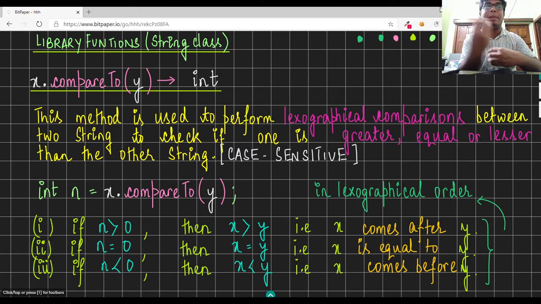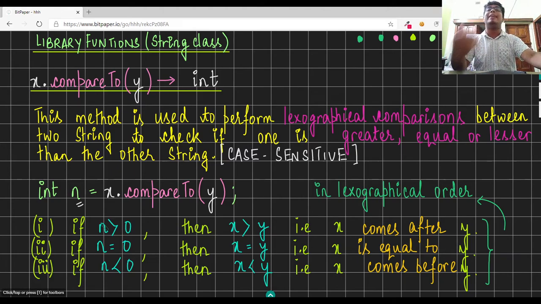Now, this compareTo function would compare the strings x and y, as is evident from here, and it would give you a number, an integer, right? Now, the integer can be of three kinds. Let's say I store the integer in a variable called n. The value of n can be classified into three groups. n can either be greater than 0, or equal to 0, or less than 0. For each of these three categories of values, we have a different interpretation.